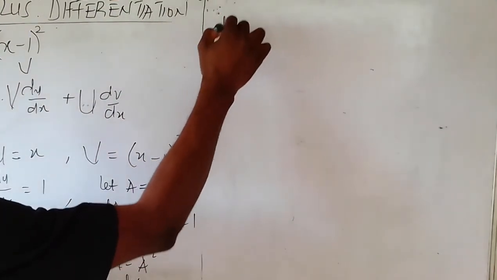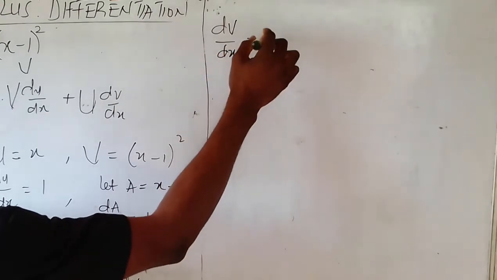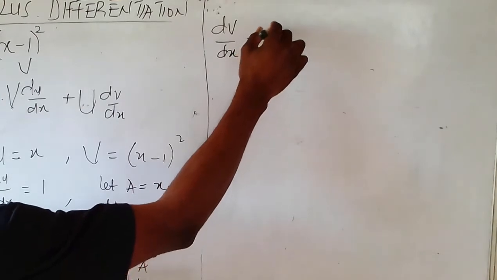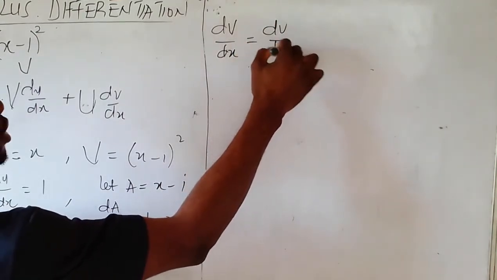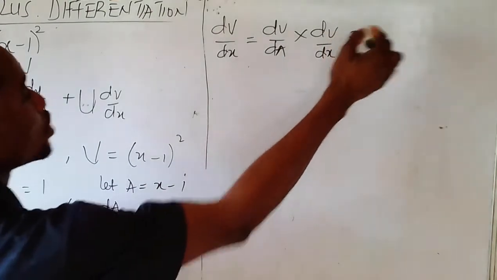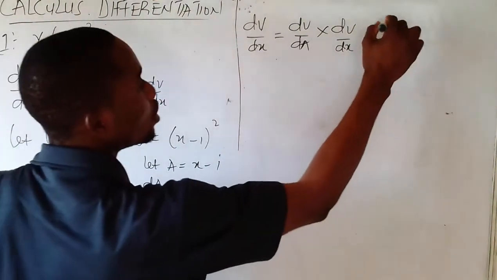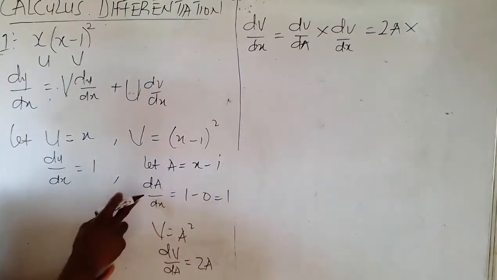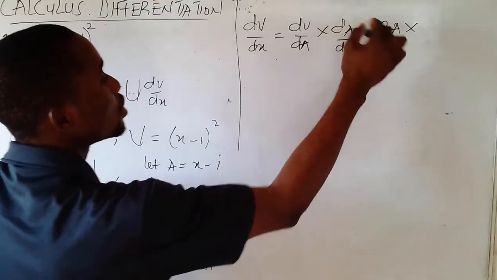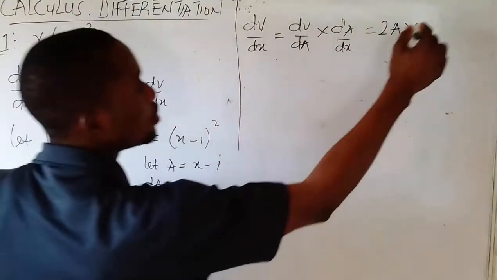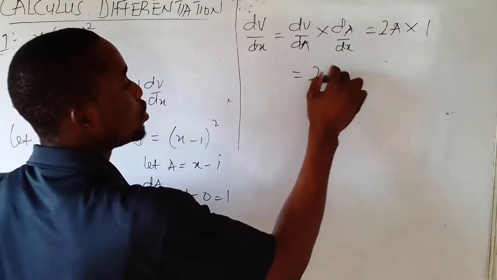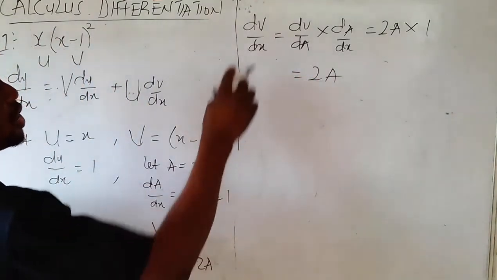Then I will add it to this and get my answer. So how will I get my dv/dx in this case? Using function of function or chain rule, dv/dx is dv/dA times dA/dx. dv/dA is 2a, times dA/dx, and dA/dx is 1. That leaves our answer as 2a. So this is my dv/dx.